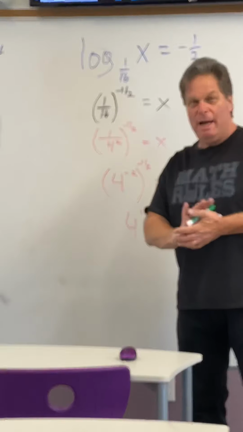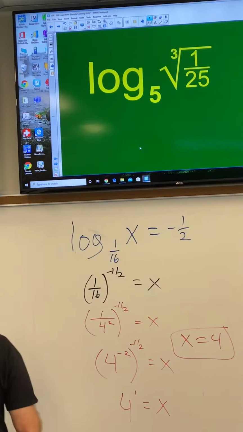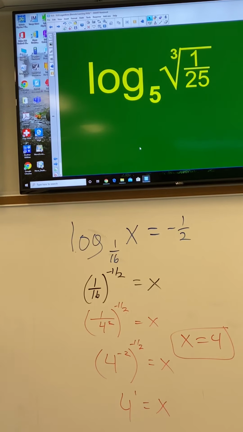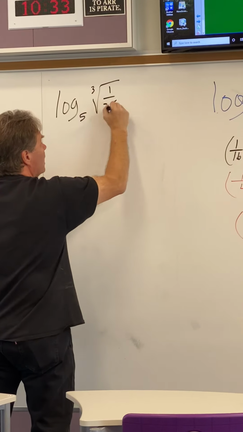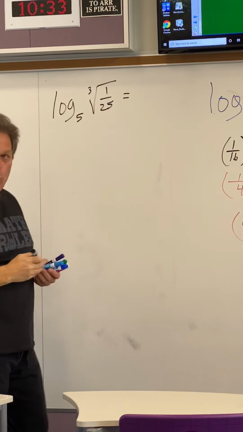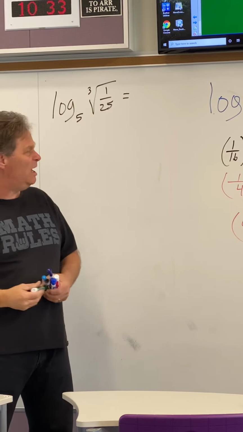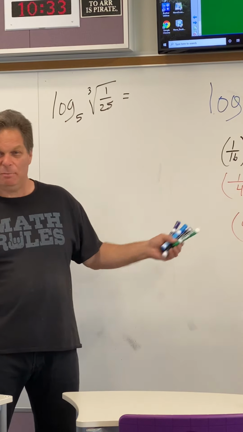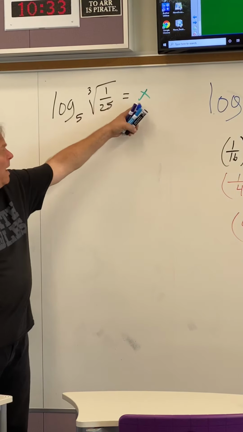Ooh, scary. Don't freak out. It's all right. We'll do this one. It looks kind of fun, actually. Let's see. Log base 5 of cube root 1/25 is what? What does that equal? I don't know. Let's give it a name. What do you want to call it? Let's say x maybe? Okay, x. Now, this says 5 to what power gives me that?